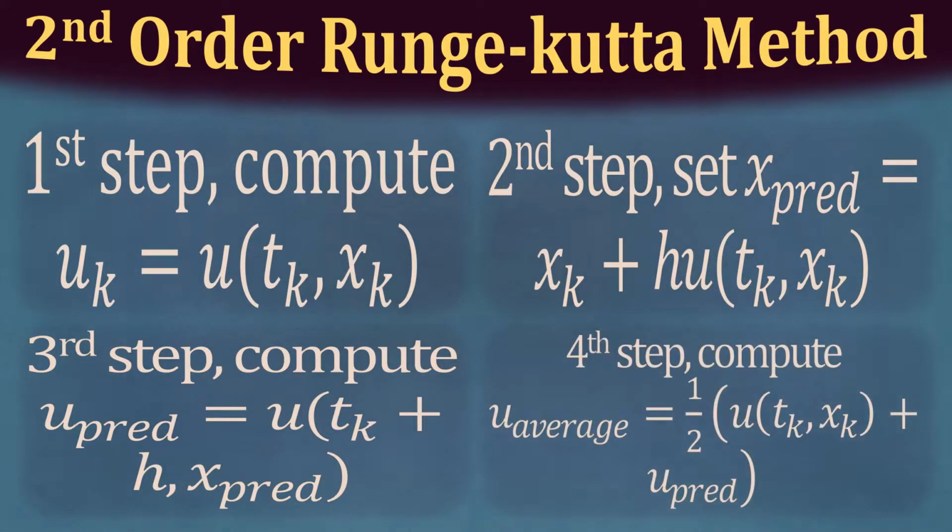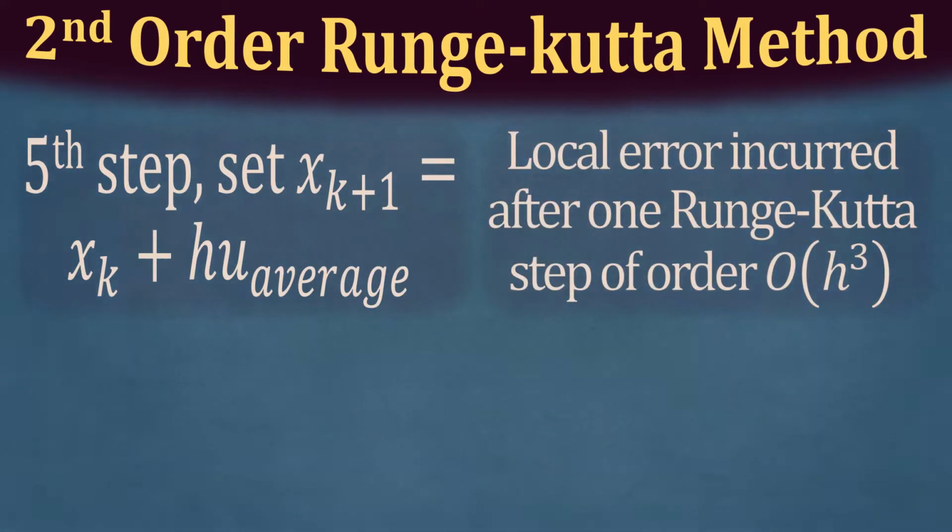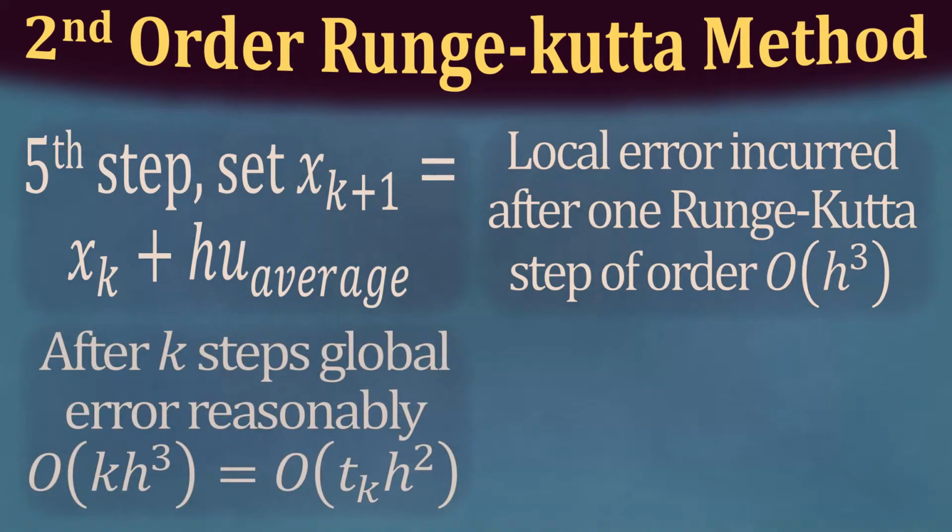For the fourth step, we compute u_average equals a half (u(t_k, x_k) plus u_pred), and for the fifth step we set x_(k+1) to equal x_k plus h times u_average. The local error incurred after one Runge-Kutta step is of order h cubed, so after k steps the global error should reasonably be of order k h cubed, which is equal to of order t_k h squared.